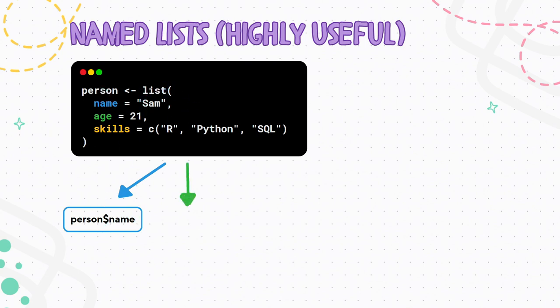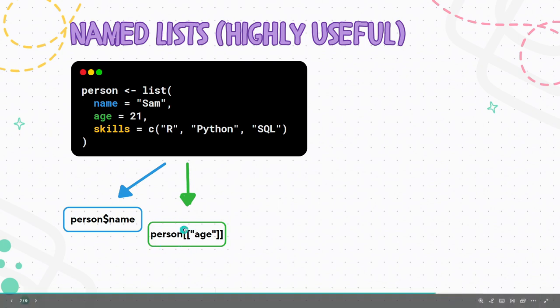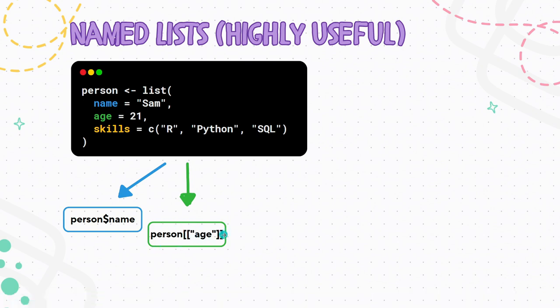Next up, we have the double bracket. Writing the name of the list, that is person, and then double brackets, and inside quotes, the name of the value that you want to access. In this case, let's say we want to access the value of 21. What name does it have? It has the name of age. So if we put age inside quotes, inside the double brackets, it would give us 21.